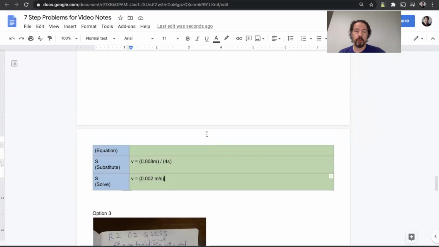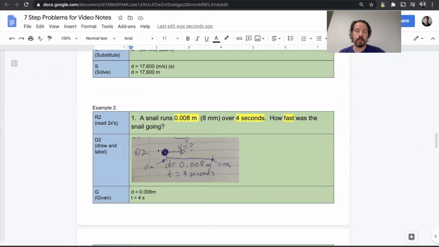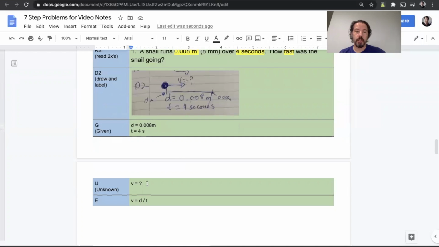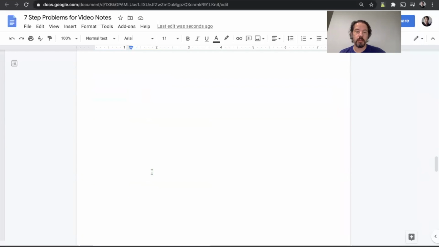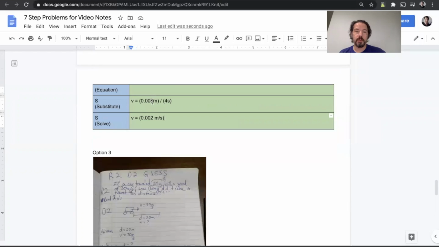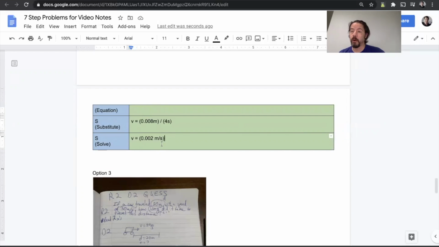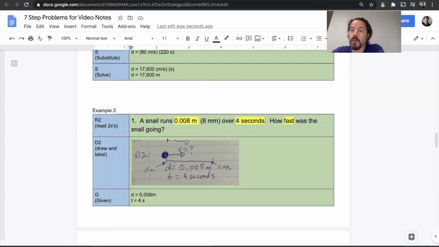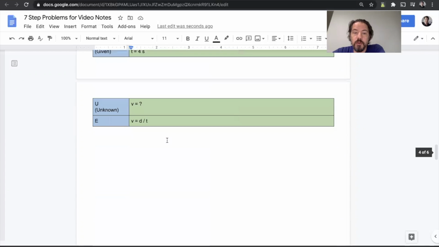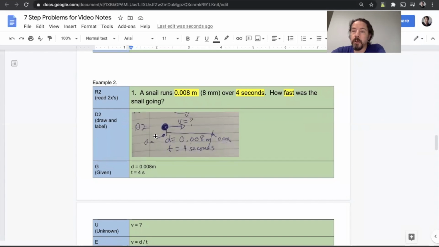So we've read twice, we've drawn and labeled, we've written our givens, we've got our unknown, we've written our equation, we've substituted, we've solved and shown all of our work, shown all of our math, and now we have an answer with units. There you go. Now what you can do is go to the practice problems and work through those as best you can. Make sure that you do as many of the steps as you can. Alrighty, that concludes this video on doing these digitally, and I will see you in the next video.